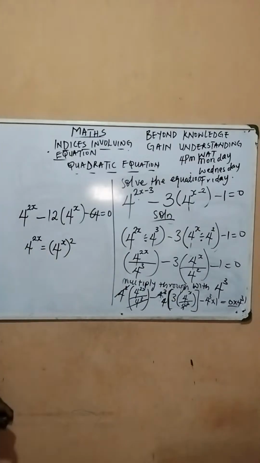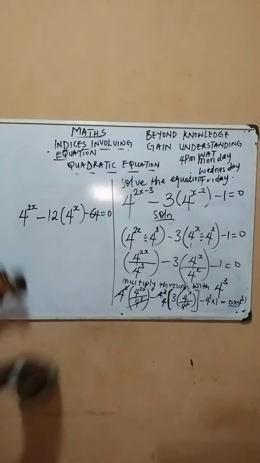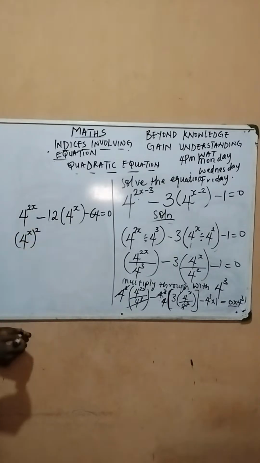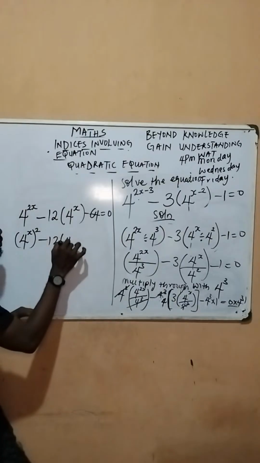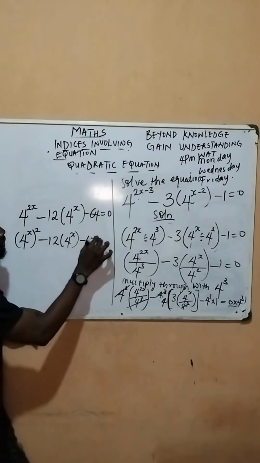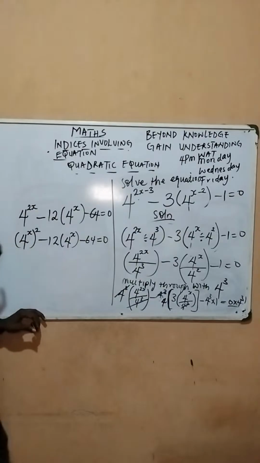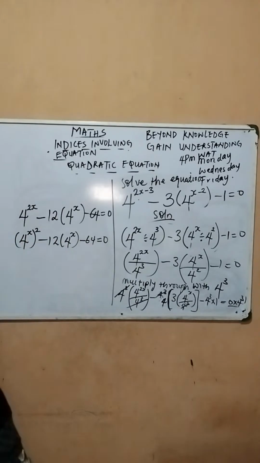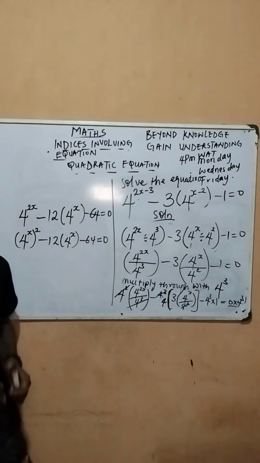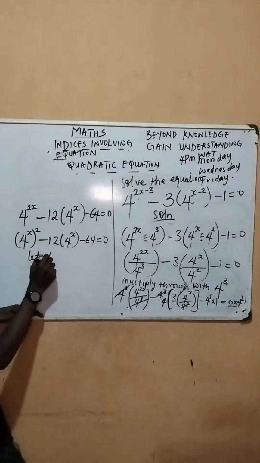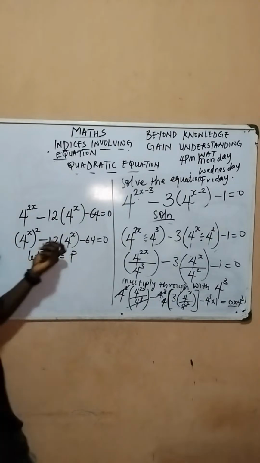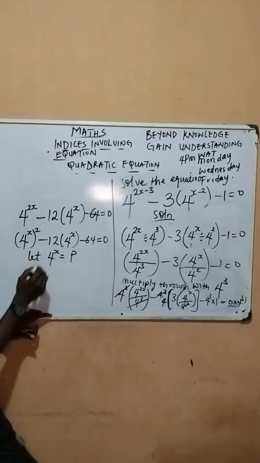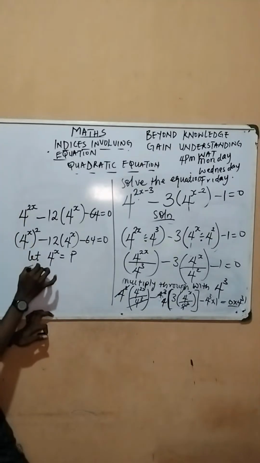And the reason why I'm doing this, so I'm going to replace this as 4 raised to the power of x, then square, then minus 12, 4 raised to the power of x, minus 64 equals to 0. And now that I've gotten the shape that I want, because you see that this 4 raised to the power of x is same thing as here, we can now represent this 4 raised to the power of x. We say let 4 raised to the power of x become, let's say, p. So if 4 raised to the power of x becomes p, this becomes p squared.